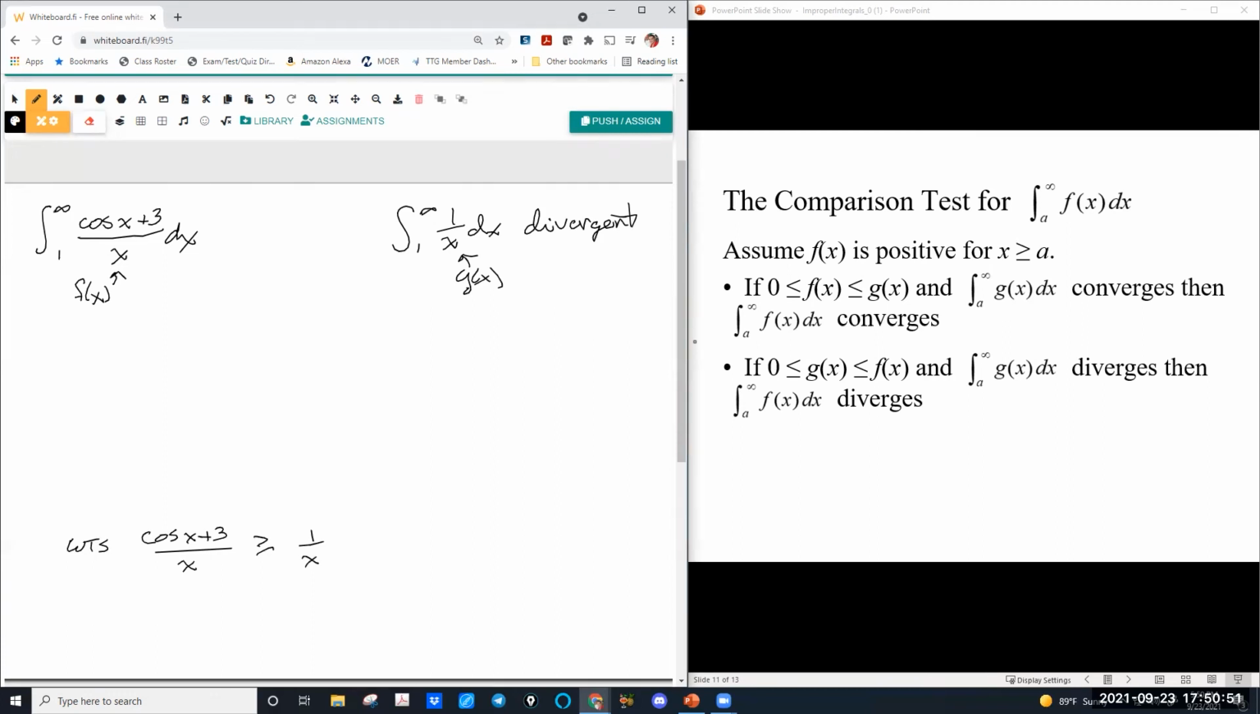This is the last line of our proof, but because you guys don't have a lot of proof writing experience, I want you to start with the last line. Start with what you're trying to show and build to it. All right, so let's start with this. What is cosine of x always bigger than for x greater than or equal to 1? What is the minimum value of cosine of x?